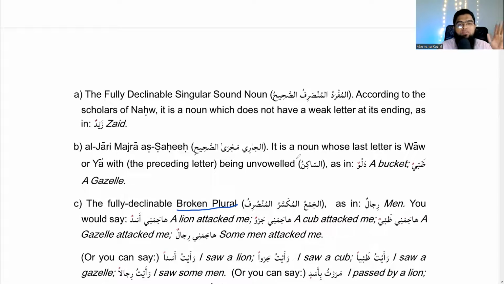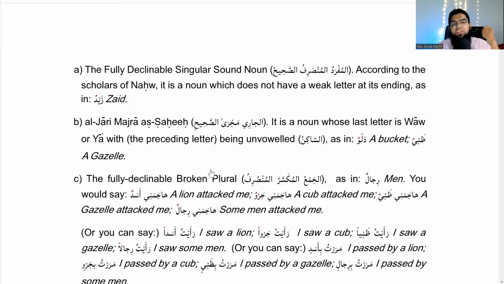Broken plural. Munsarif. It should not be ghayr munsarif, not a diptote. It should be triptotes. For example, rijalun. So he gives an example combining all of them. Rijalun is a broken plural. So you can remember three words will take fatha, dhamma, kasra.